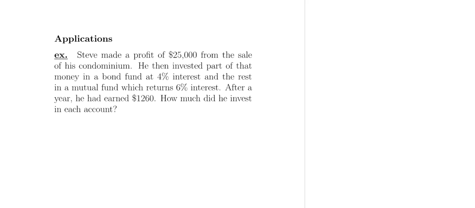So let's read it. Steve made a profit of $25,000 from the sale of his condo. He then invested part of that money in a bond fund at 4% interest, and the rest in a mutual fund which returns 6%. After a year, he had earned $1,260. How much did he invest in each account? So these are the two things that we are asked for: how much he invested at 4% and how much he invested at 6%.